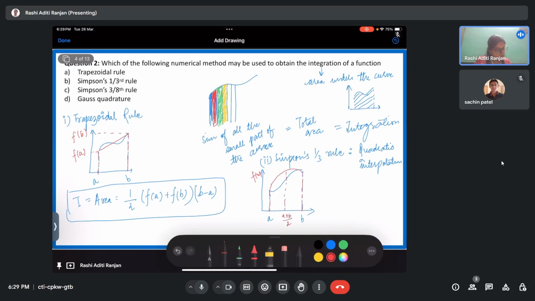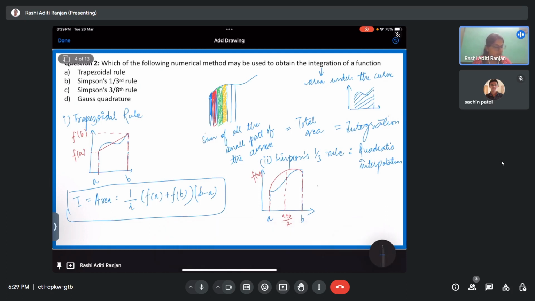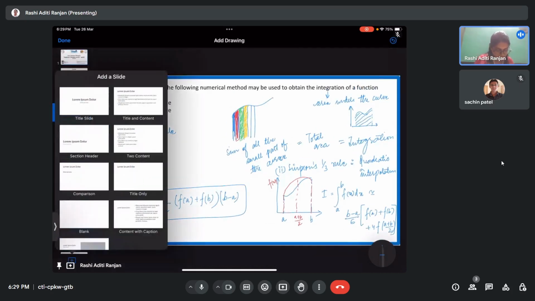So then it computes the integration I as integration of a to b f of x dx is nearly equal to b minus a by 6 into f at a plus f at b plus 4 times f at a plus b by 2. Right. I'll just add a slide.